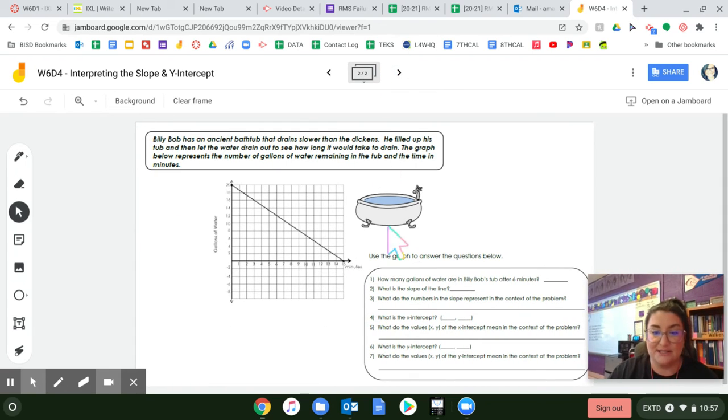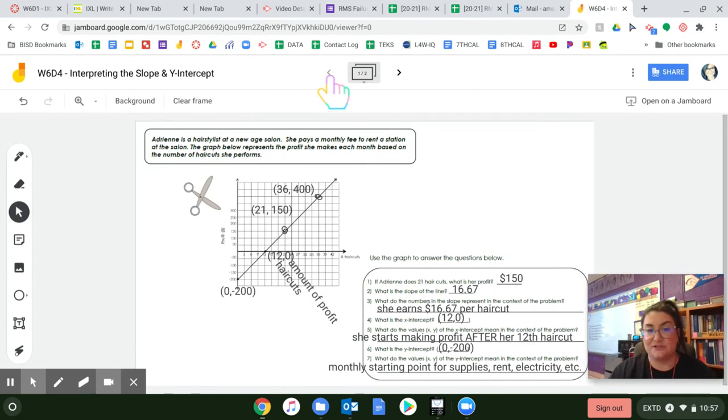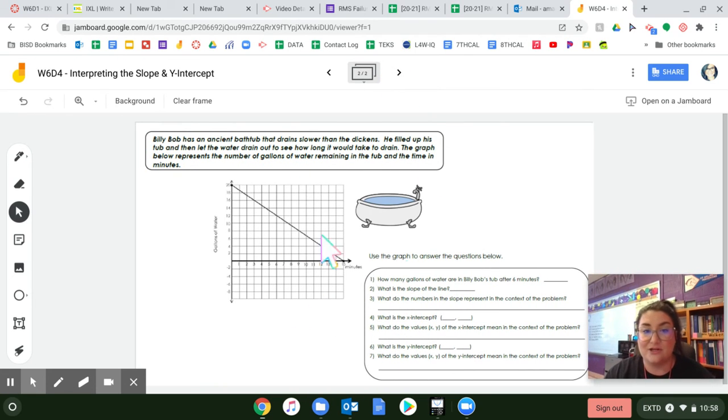When we go to our next situation, notice how in the first situation, our slope is positive. That means the more haircuts that happen, the more profit that she's going to earn each month. In our second situation, our slope is negative. And if we look here, it's talking about a draining bathtub. So I want you to use what we learned on the first slide to try to complete this second slide.